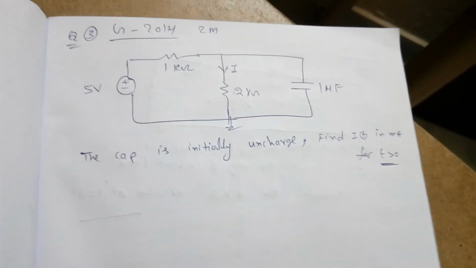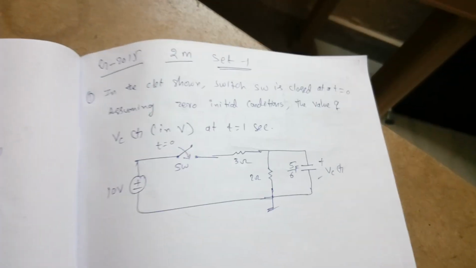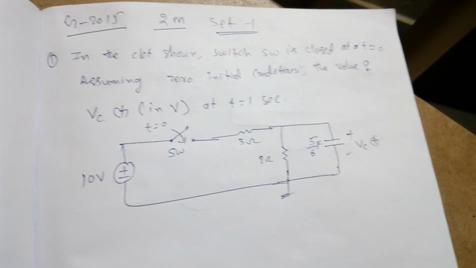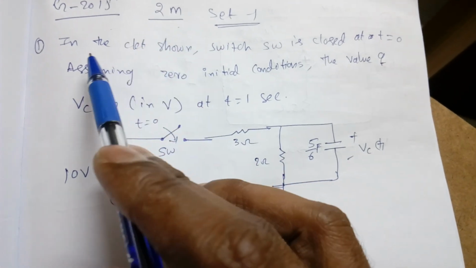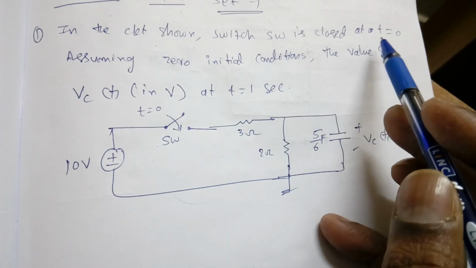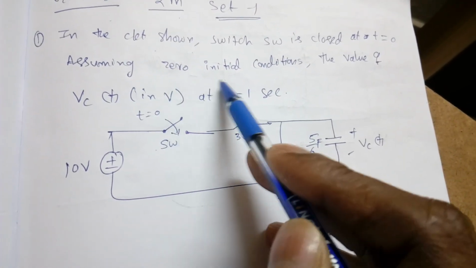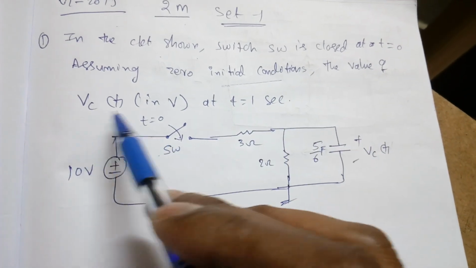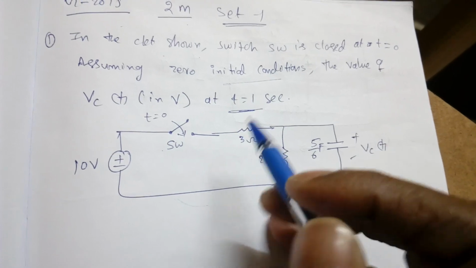In this lecture I am going to solve 5 problems on the transient concepts in previous GATE questions only. This question came in 2015 for 2 marks. In the circuit shown, switch SW is closed at t equal to 0 and assuming 0 initial conditions, find the value of Vc of t in volts at t equal to 1 second. This type of questions are very important.